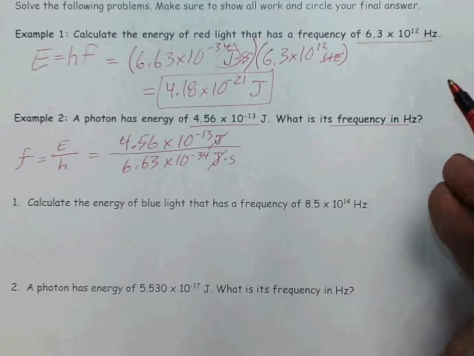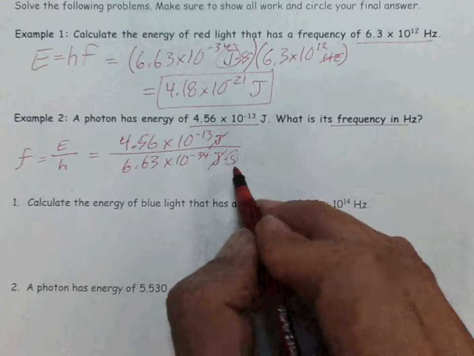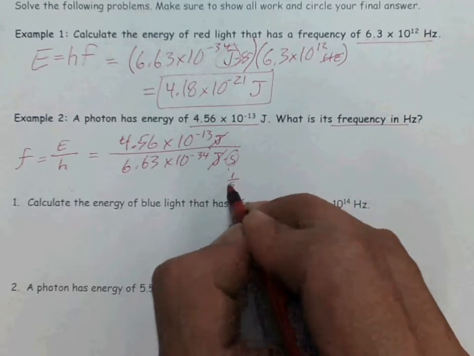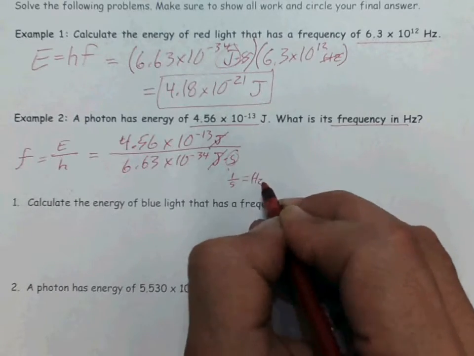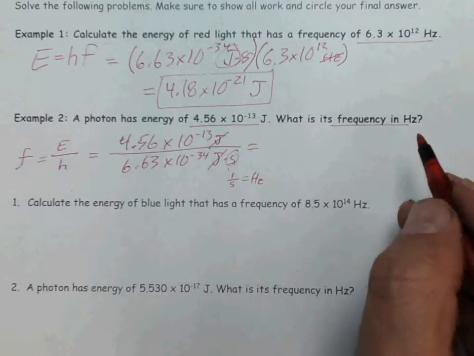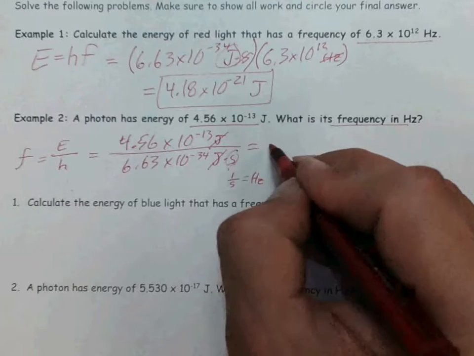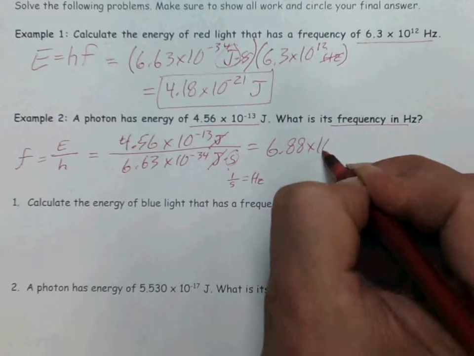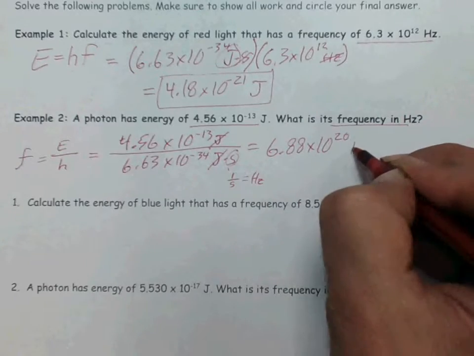Joules and joules cancel each other out. It leaves us with seconds, but seconds are on the bottom. So really this is 1 over seconds, which is the same as hertz. So our answer will be in units of hertz. 6.88 times 10 to the 20 hertz.